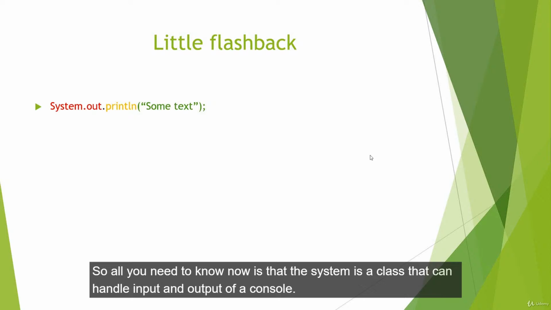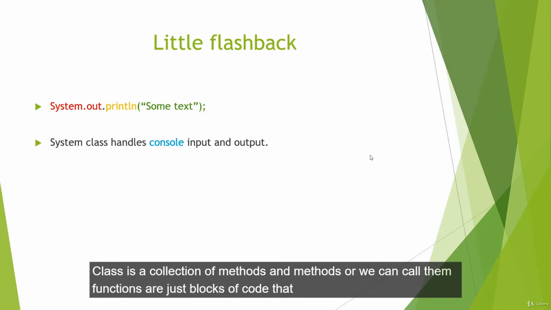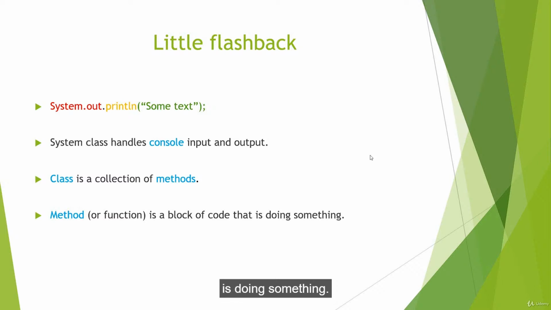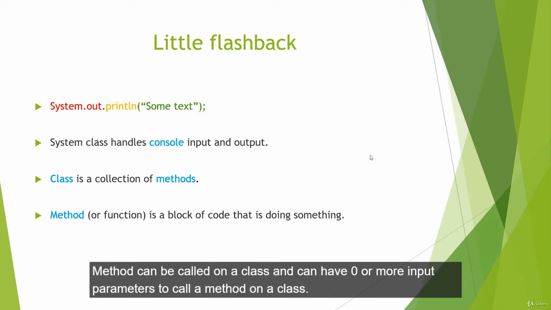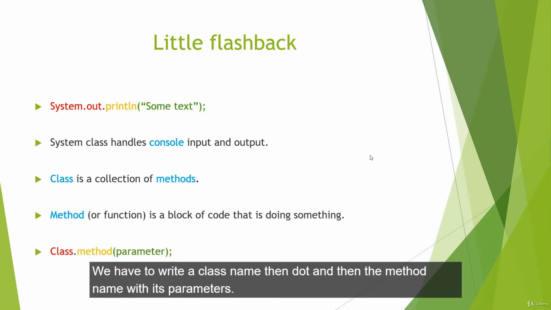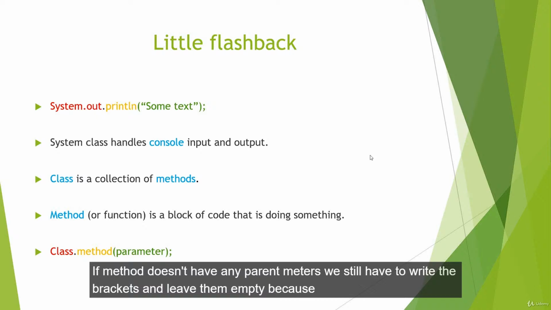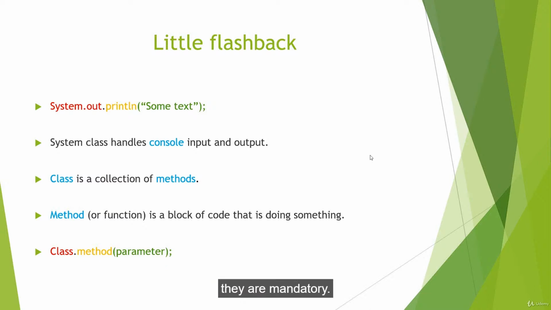So, all you need to know now is that System is a class that can handle input and output of a console. Class is a collection of methods, and methods, or we can call them functions, are just blocks of code that are doing something. Method can be called on a class and can have 0 or more input parameters. To call a method on a class, we have to write a class name, then dot, and then the method name with its parameters. If method doesn't have any parameters, we still have to write the brackets and leave them empty because they are mandatory.